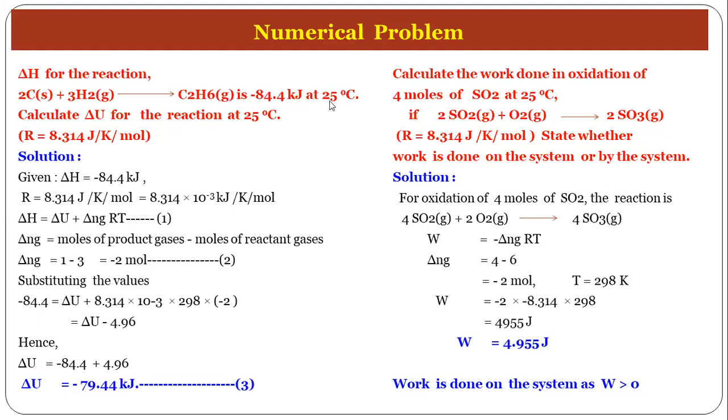T is given in Celsius here, 25 degrees. We have to convert into Kelvin here. So 273 we have to add. It will be 298 into 2. This minus 2, how to calculate minus 2? Remember, moles of gaseous product minus moles of gaseous reactant. Don't take the moles of these solids. Only we have to check the gaseous. This is also gas. This is also gas.